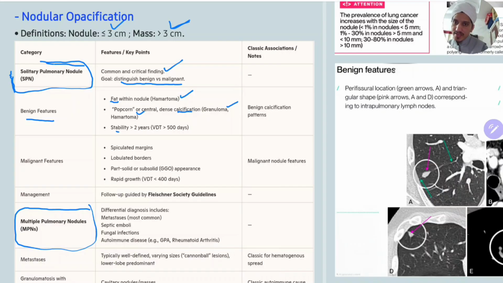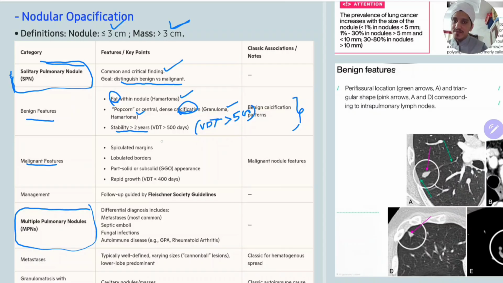Or stability over more than 2 years, or a volume doubling time of more than 500 days. What is volume doubling time? Again you need to watch that video. Then it is benign. So these are the benign patterns: presence of fat, calcification, volume doubling time more than 500 days, or stability for more than 2 years.